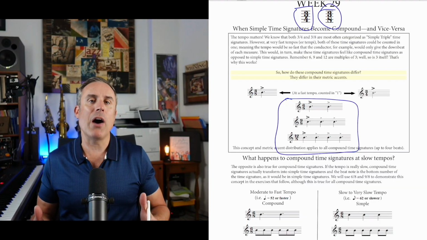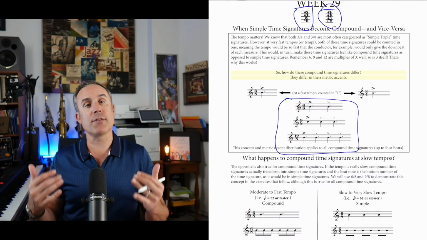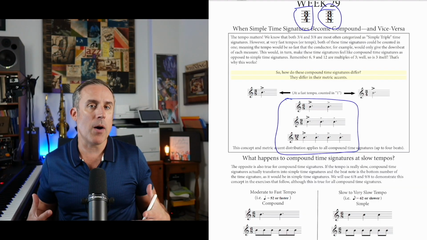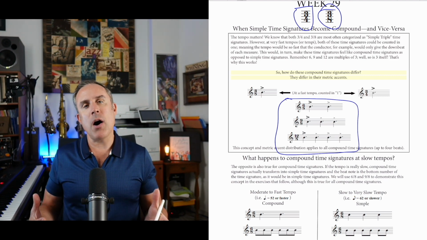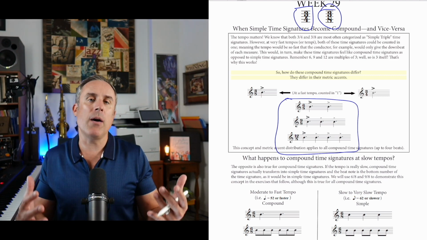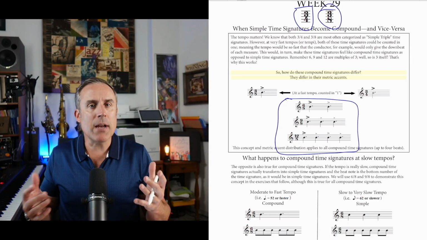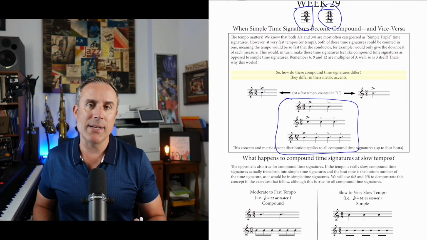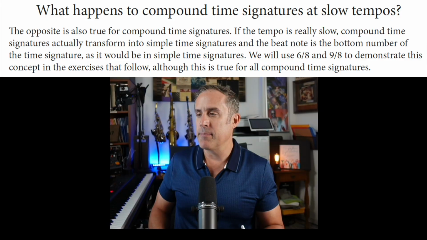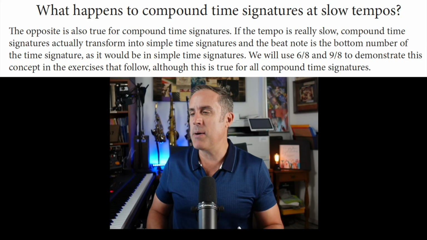So I've talked about how a simple time signature can transform, quote unquote, into a compound time signature. Well, what about the vice versa? What about a compound time signature that becomes a simple time signature? Does tempo have the same effect on those time signatures? And of course, the answer is yes. Read along with me here under what happens to compound time signatures at slow tempos.